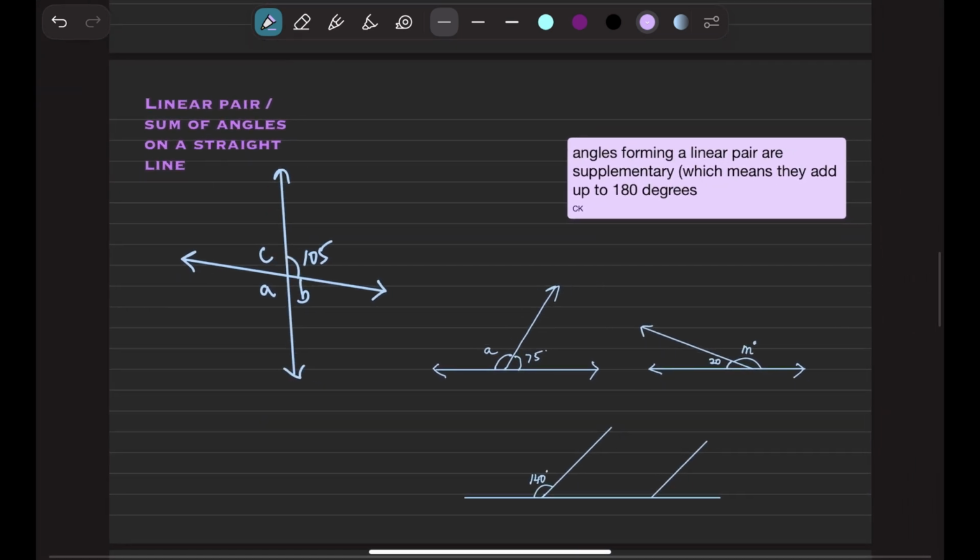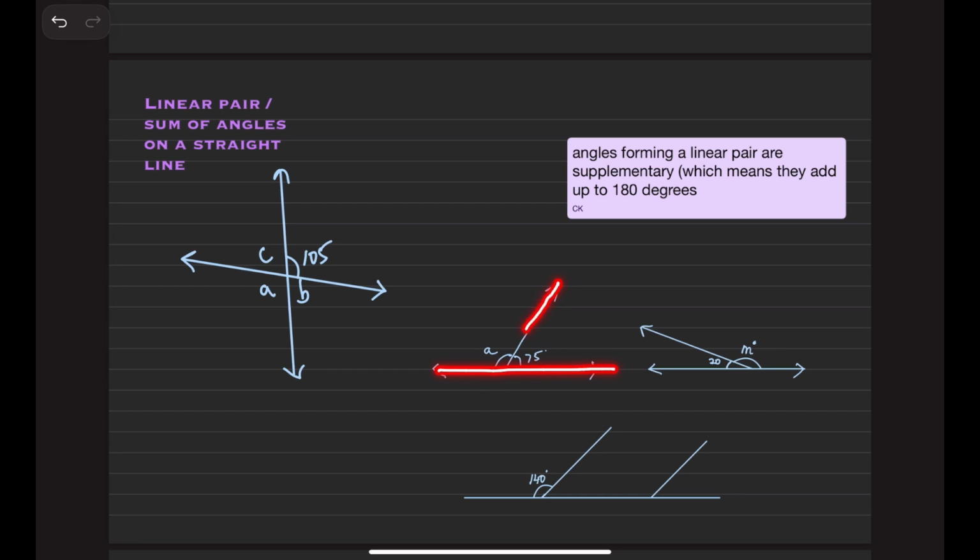Okay, the next we are doing is linear pair, properties of linear pair or angles on a straight line. Now in linear pair, guys, what do you have to look for? You just have to look at one straight line and then one line which comes and touches it at a point. For example, look at this one. This is a straight line. There is another ray or line, whatever you call. This is a ray in this case.